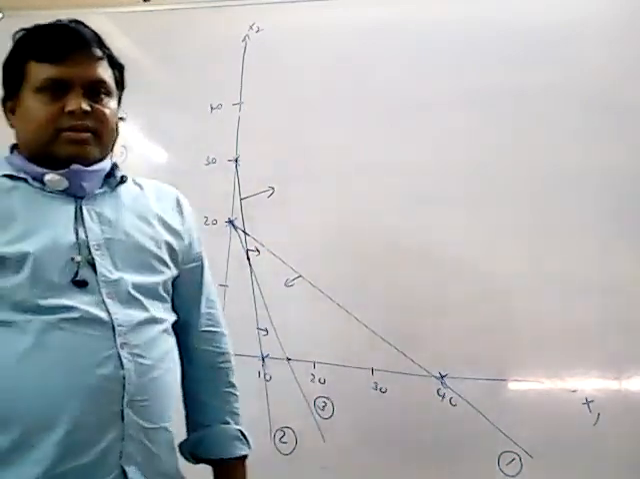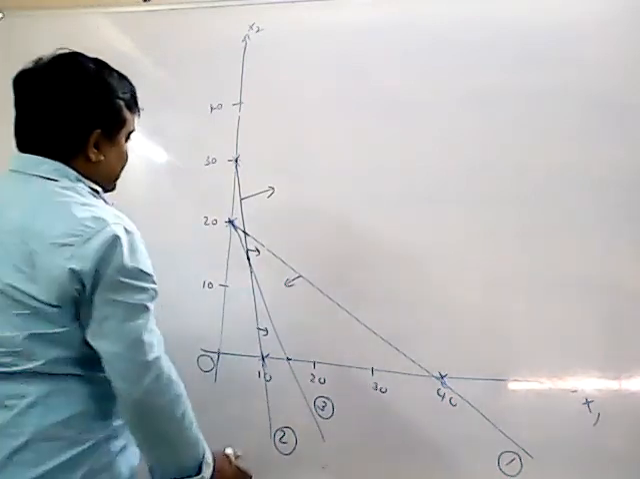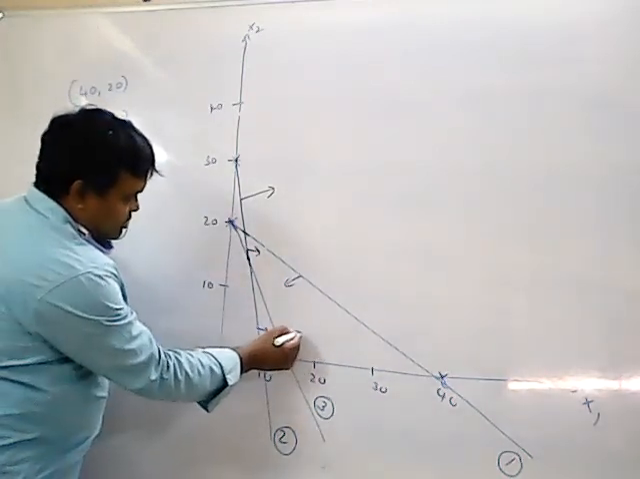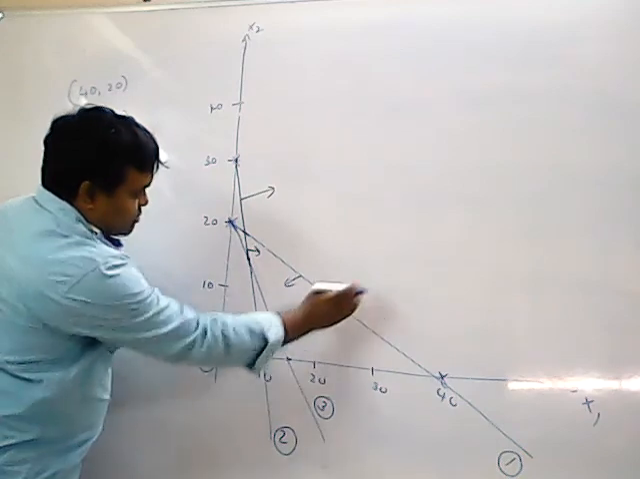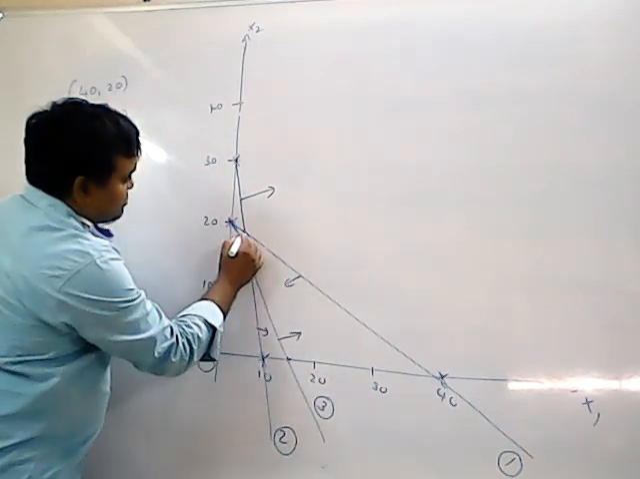Next, now the third line. Third line is also greater than equal to. Third line is this one. Greater than equal to means above the line.